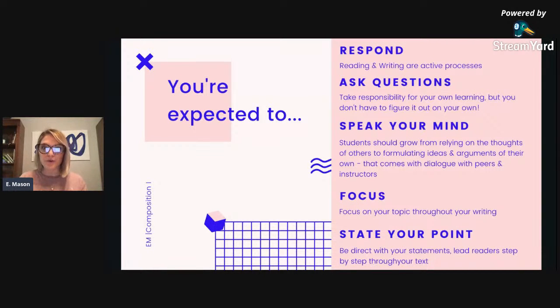And lastly, state your point. Be direct with your statements. Lead the readers step by step through the text. You don't want them thinking, well, so don't drop hints everywhere. Just say it how it is. Just be as direct as you can be.